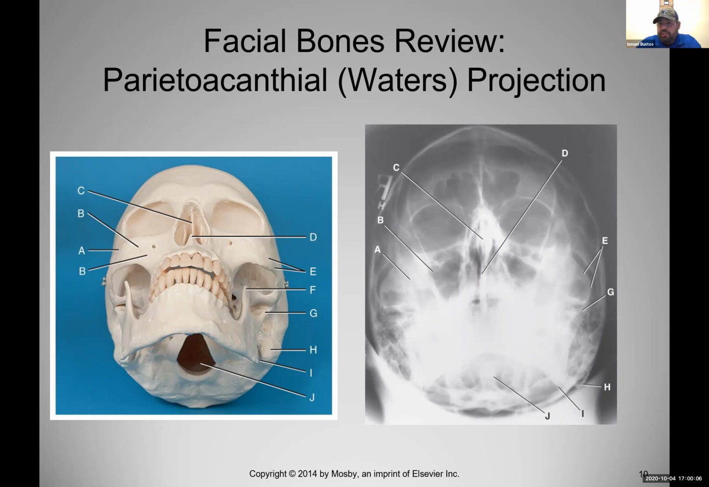We will do a projection for those zygomatic arches. If you look at F, that is the coronoid process of the mandible. Then if you look at G, that is the condyle of the mandible. Then H, the mastoid process of the skull. Then you have I, which is the angle, and J, which is the foramen magnum.